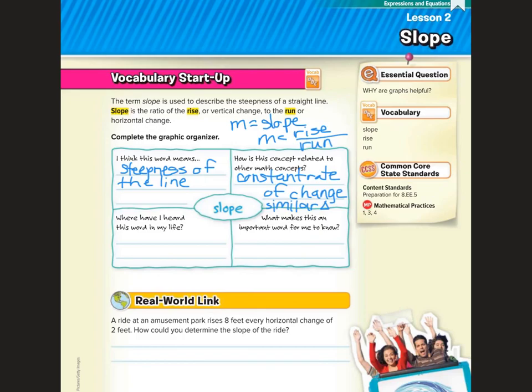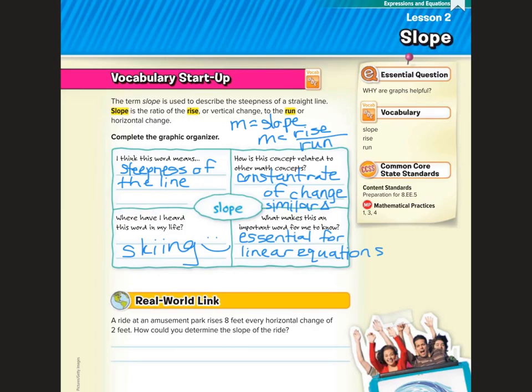Where have I heard this word in my life? Some of you might have heard the word slope if you've ever gone skiing. And I know that I've mentioned the math term slope during 4th hour. What makes this an important word for me to know? This will be essential moving forward in math when we're looking at linear equations.